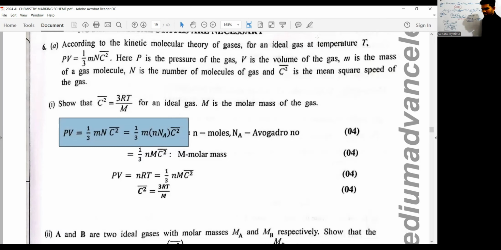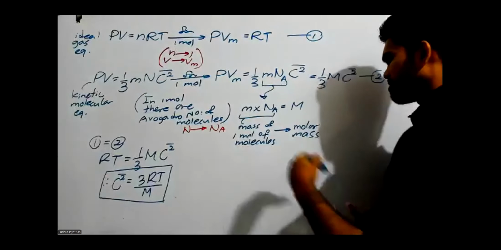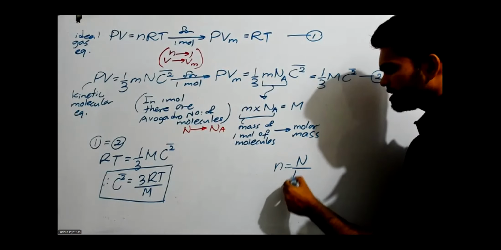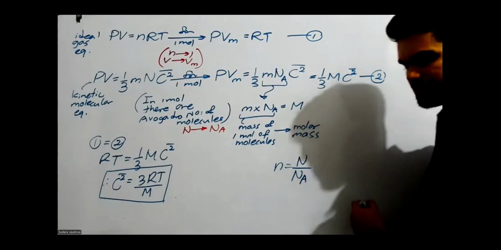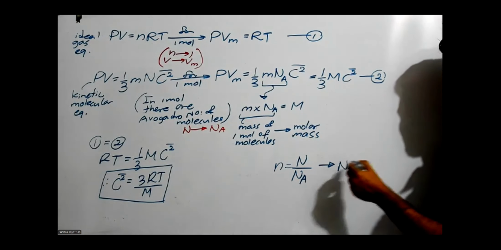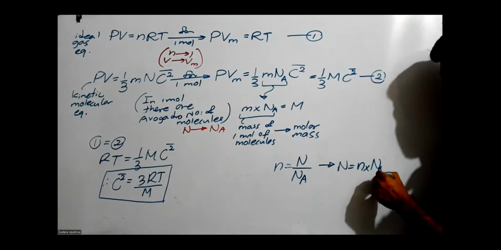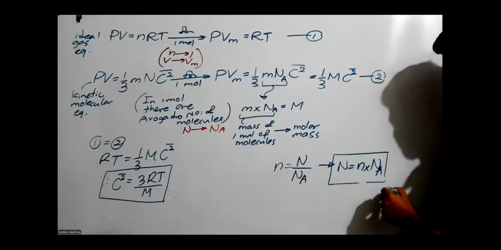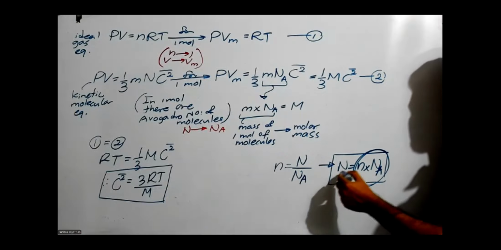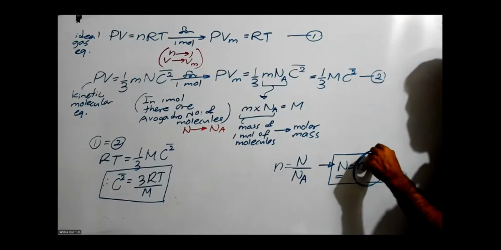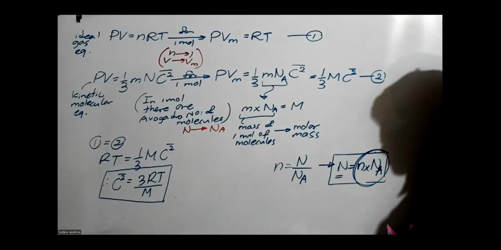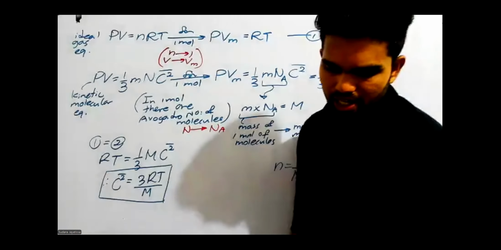So we know there is an equation to find moles: the number of molecules divided by Avogadro number. And then this equation tells you capital N equals what? Moles into Avogadro number, isn't it? So according to the A-level marking scheme, they have replaced this capital N by moles into Avogadro number. Moles into Avogadro number. Understood? Moles into Avogadro number.